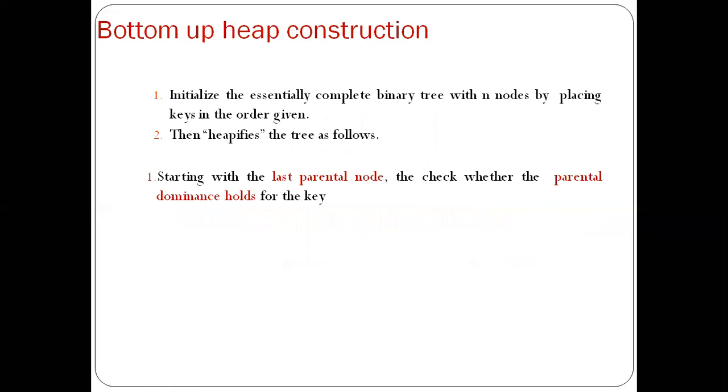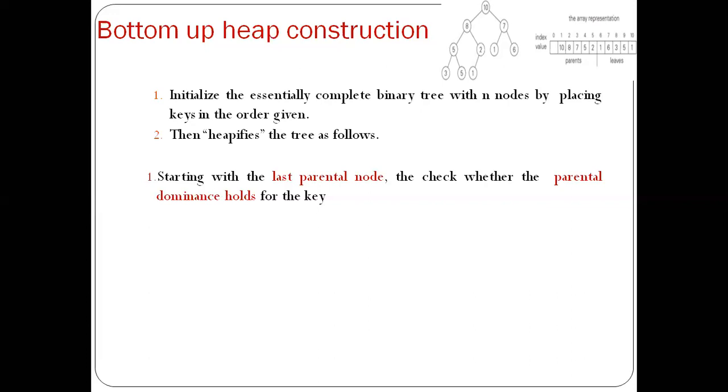This is important. Initialize the essentially complete binary tree with n nodes by placing keys in it in the order given. So what is its meaning? From the array, whatever you are having, from that you just construct the binary tree. In whichever order the elements are given, you just construct a binary tree. That is the first step. It does not say that it should satisfy the heap property.